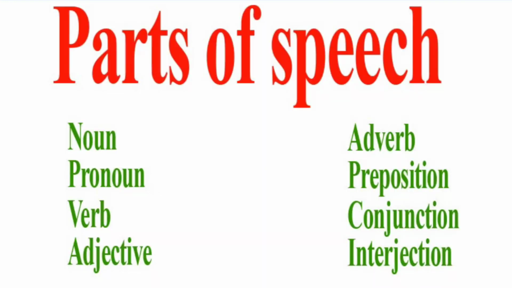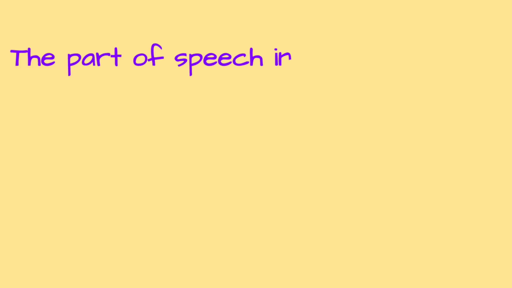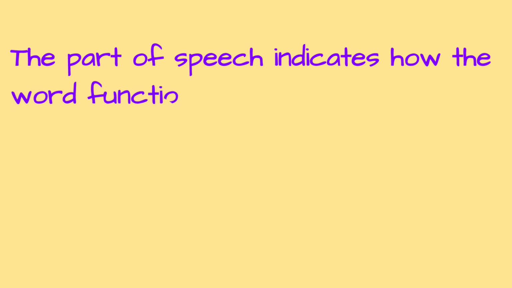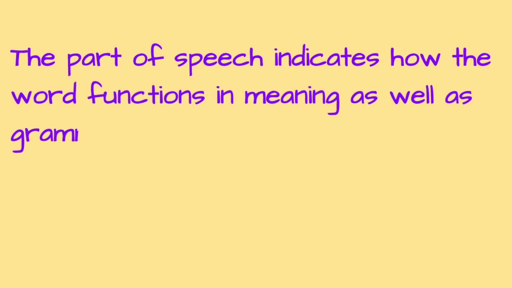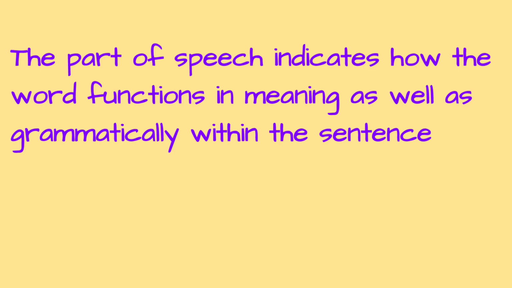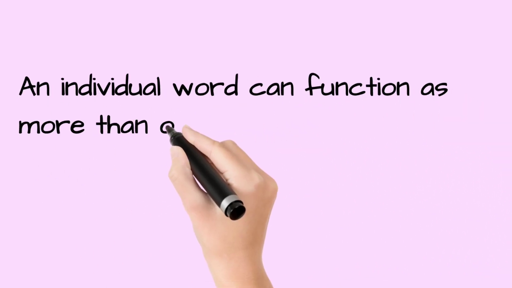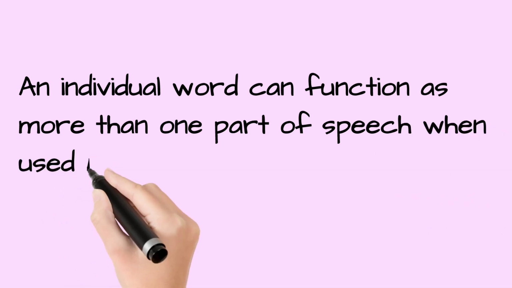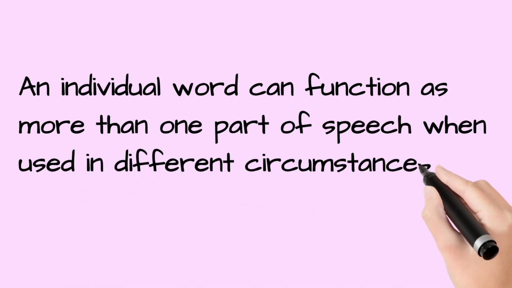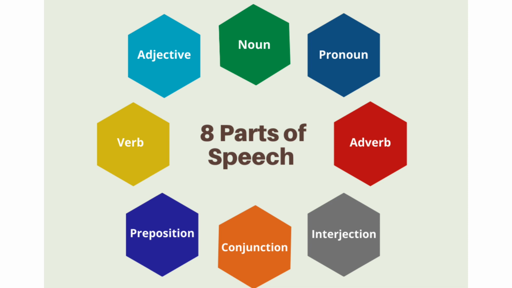There are 8 parts of speech in the English language: noun, pronoun, verb, adjective, adverb, preposition, conjunction, and interjection. The parts of speech indicate how the word functions in meaning as well as grammatically within the sentence. An individual word can function as more than one part of speech when used in different circumstances. Now let us learn them one by one.